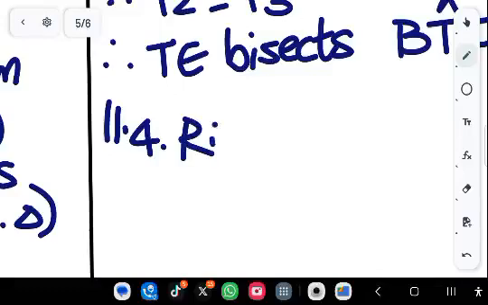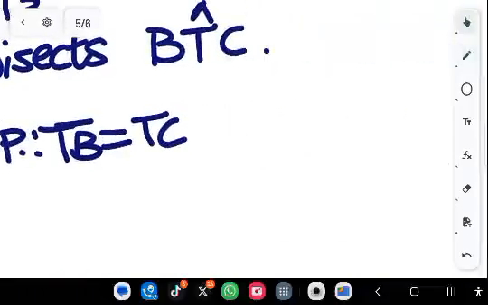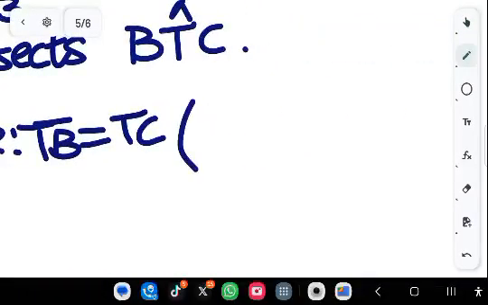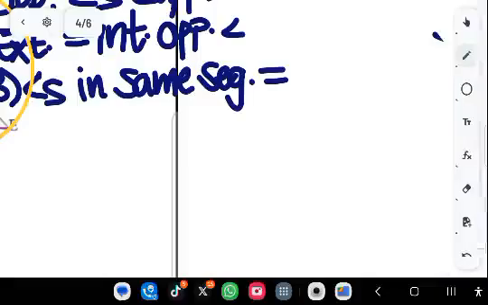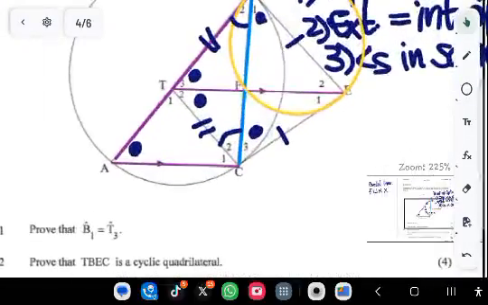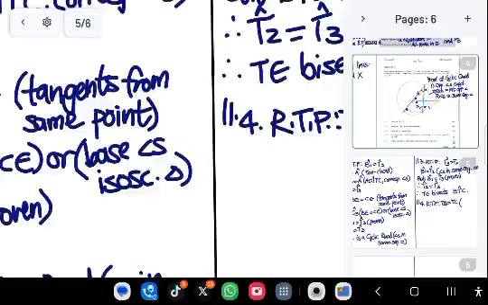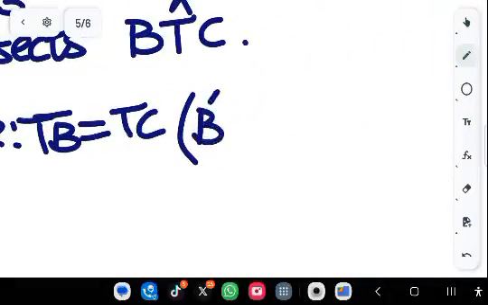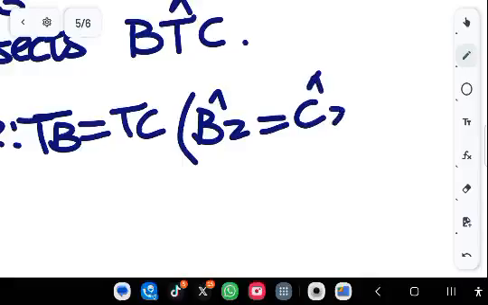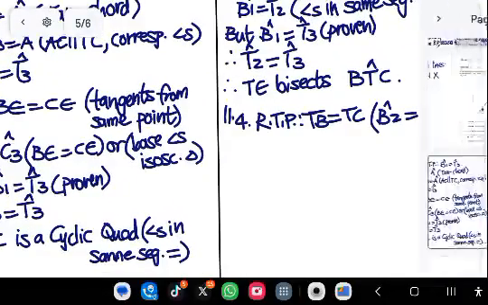We're required to prove TB equals TC. In other words, ultimately we are required to prove that the base angles are equal, that angle C2 equals angle B2. You have to look at it in every way possible so that it's easy for you to prove that.